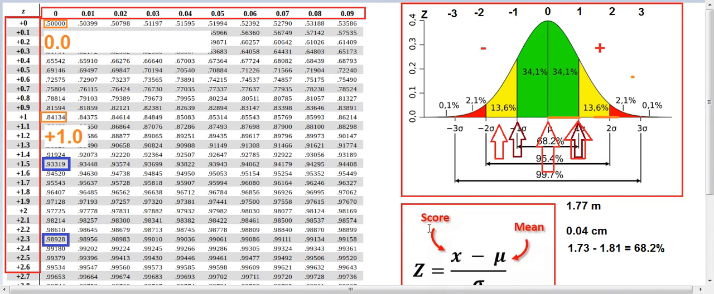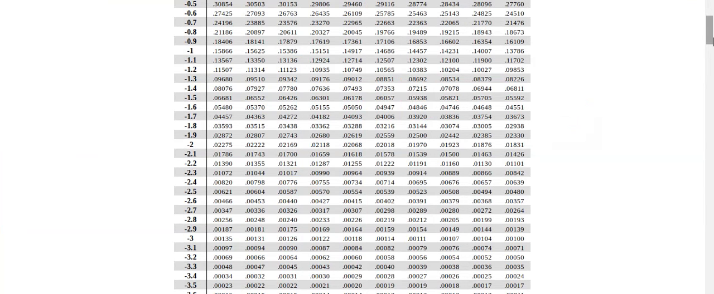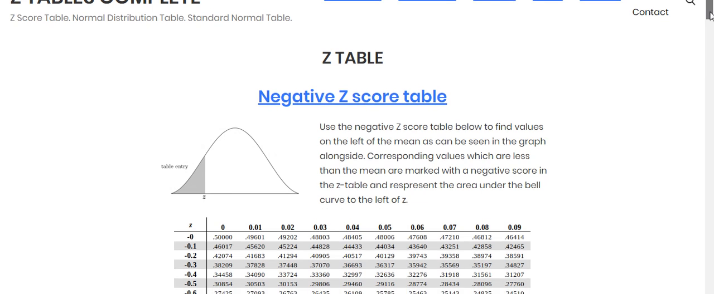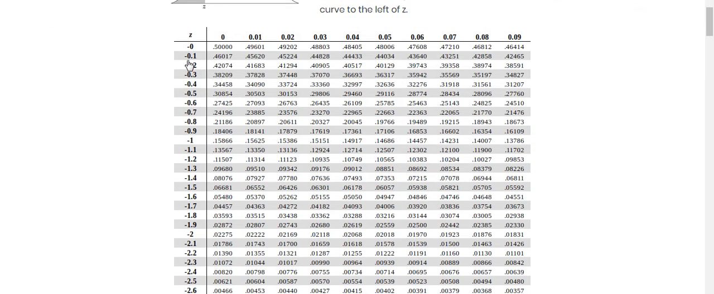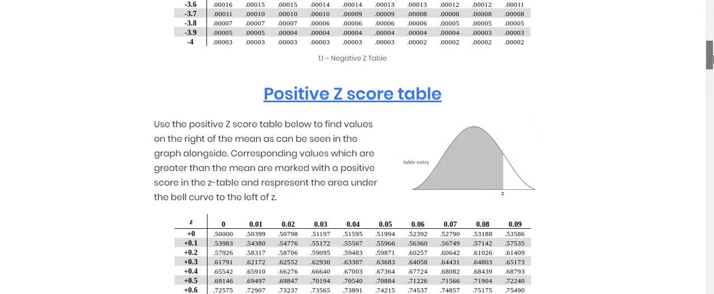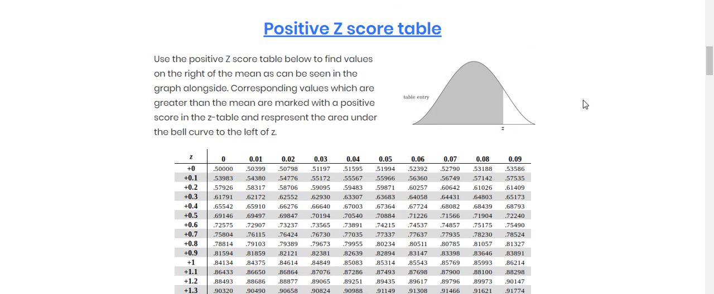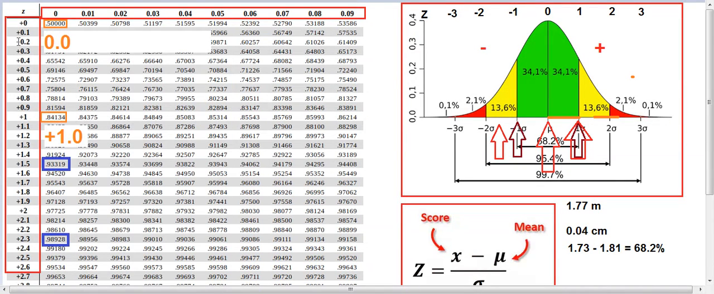So you have to use another table. We have two tables, okay? Two z tables. We have the negative z-score table, in which we have negative numbers, and we have the positive z-scores table, in which we have positive numbers, as you can see here. I'm showing you the positive one, but the negative is going to be the same, but with negative numbers. The way we read the number is going to be the same.